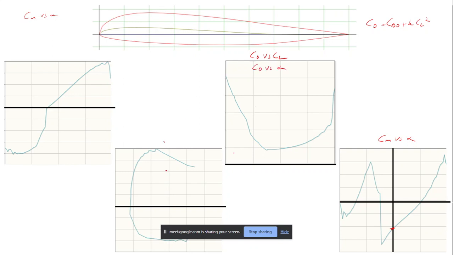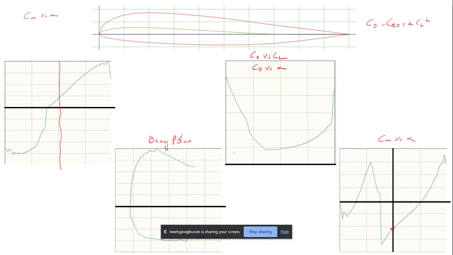Similarly, what would this be? It's a parabola in the other direction. So you know that the CD will be on the other axis, right? Yeah, so it's just that. It's the drag polar. Yeah. So this is the zero axis. I should have marked that.